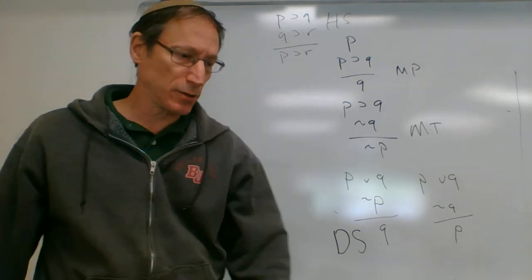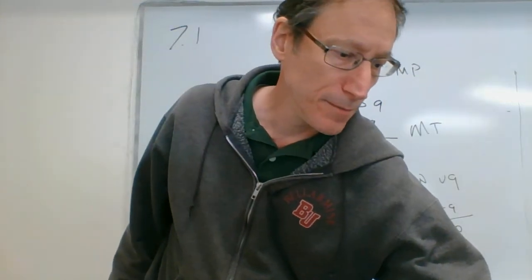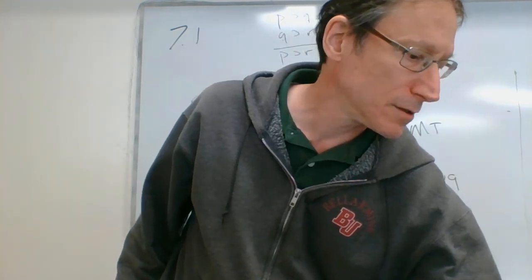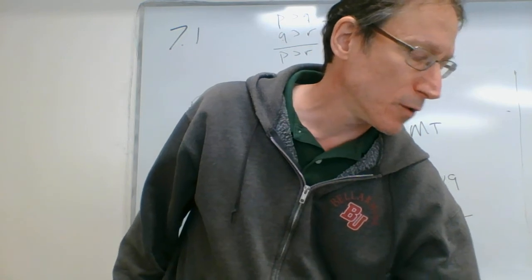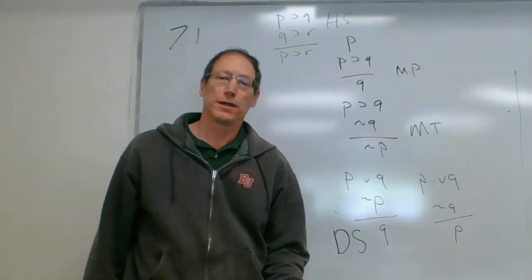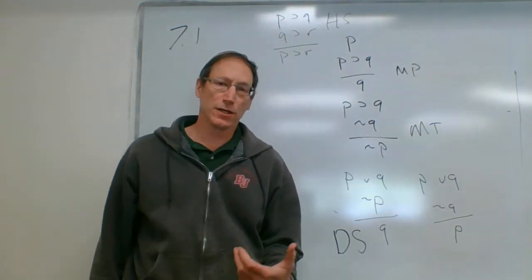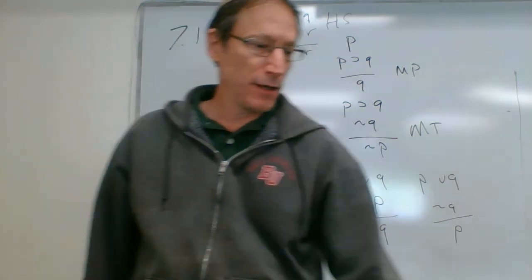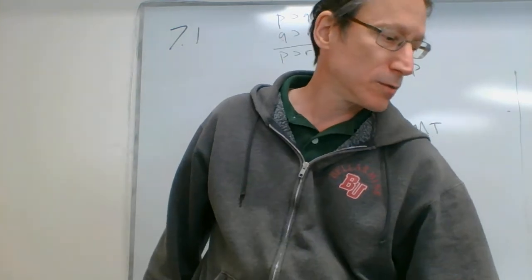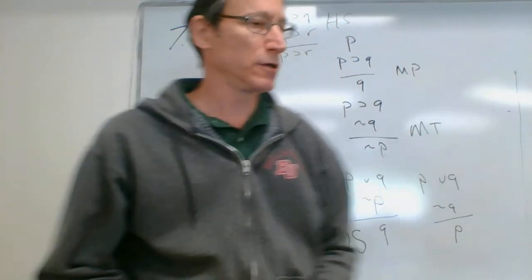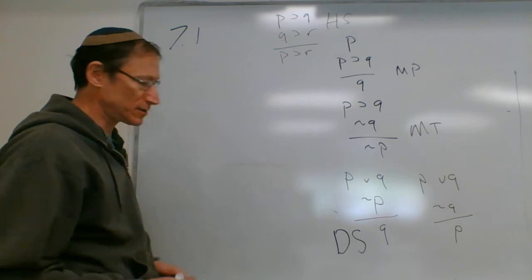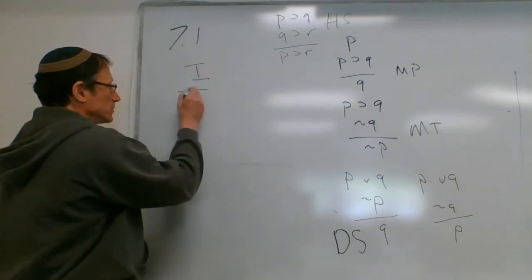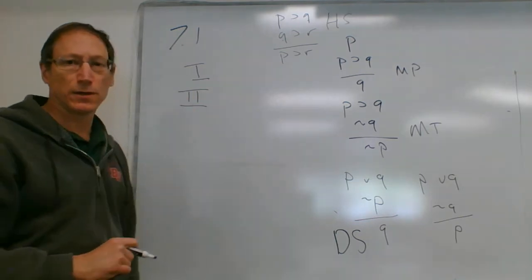So the best way to get the hang of this is by doing some examples. I'll tell you what, what I was going to ask you to do for homework is to look at exercise 7.1 and do Roman numeral 1 and Roman numeral 2. We're going to take this slow. So this is the homework, Roman numeral 1, Roman numeral 2 in 7.1.